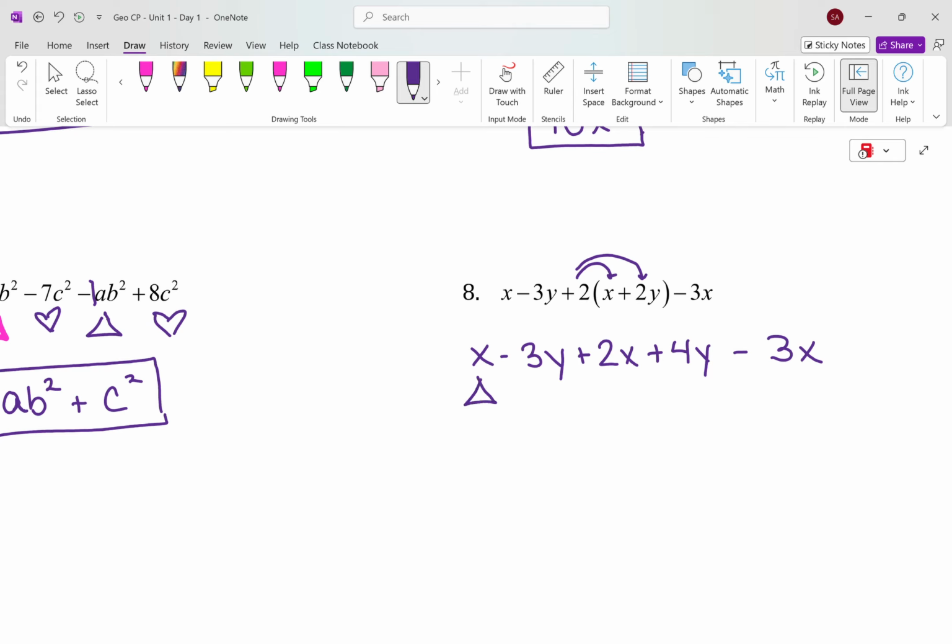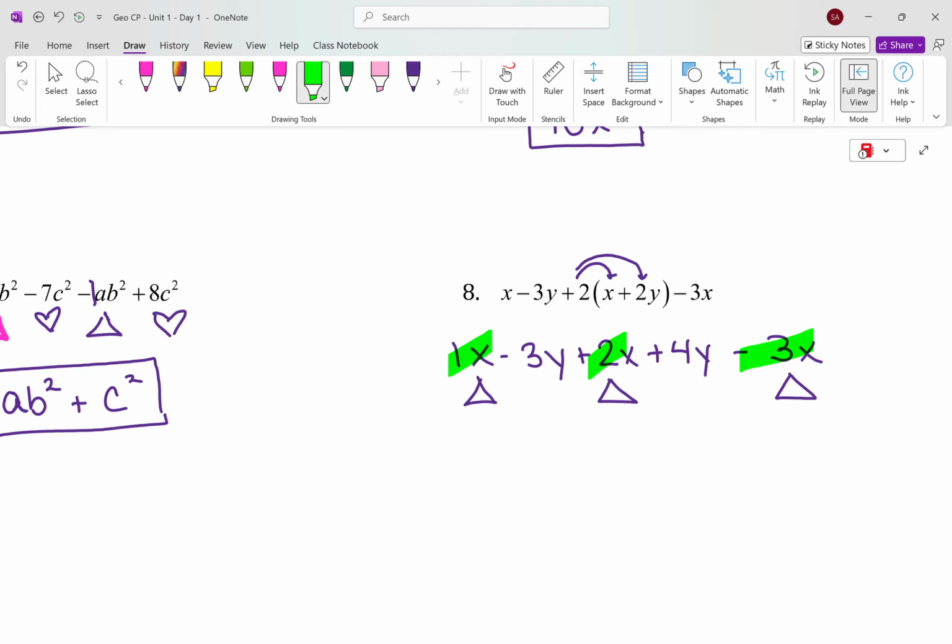And now I see multiple like terms. I see a positive 1x, I see a positive 2x, and I see a negative 3x. So I'm going to add all of those together. So do we agree 1x plus 2x is a 3x? But then if I just take a 3x away from that, what happens? 3x minus 3x or 3x plus a negative 3x, what happens? They cancel each other out. So basically all my x's just canceled out.